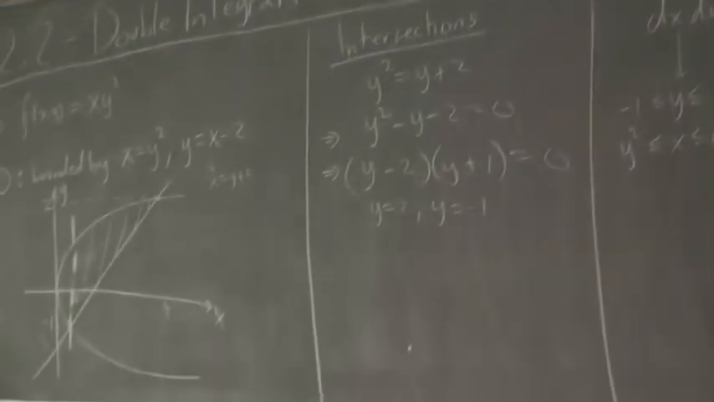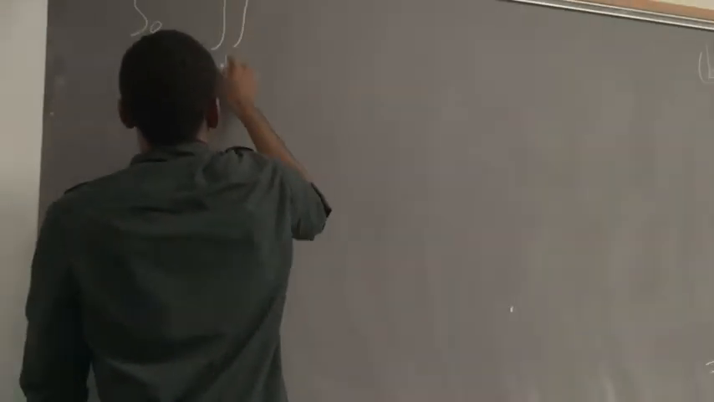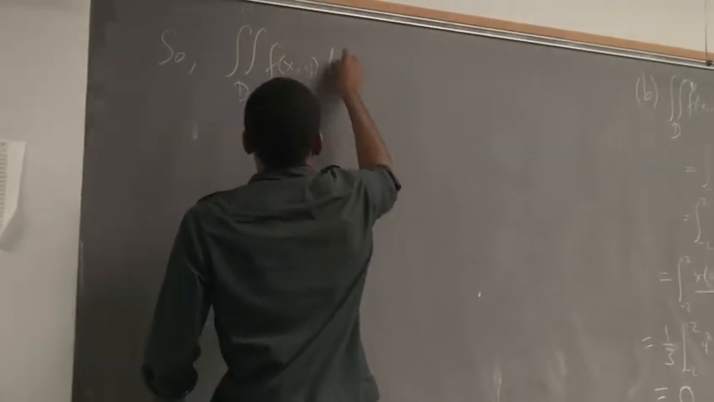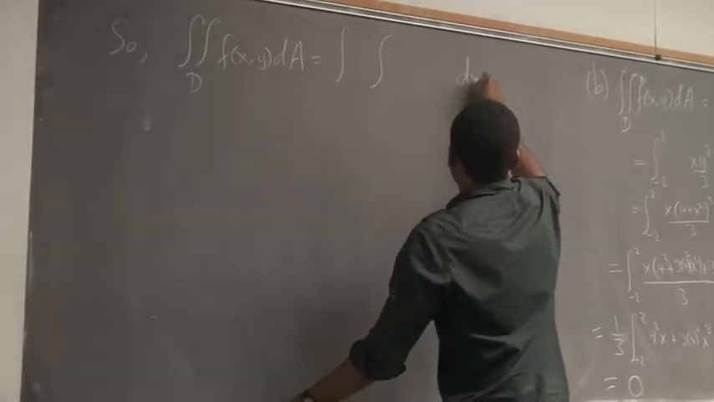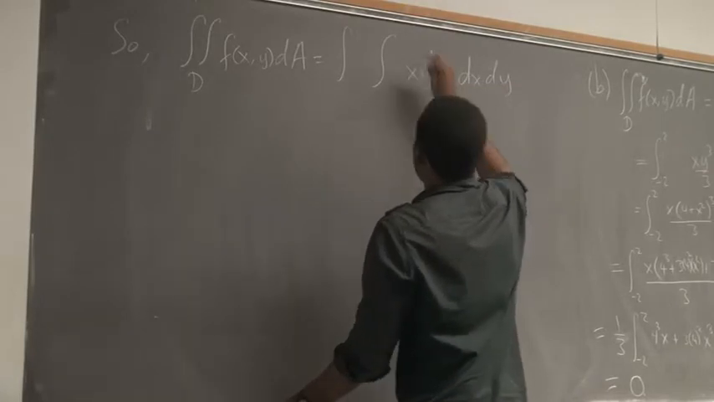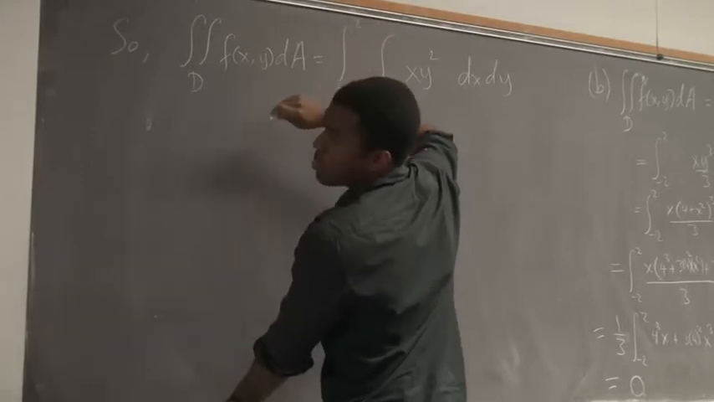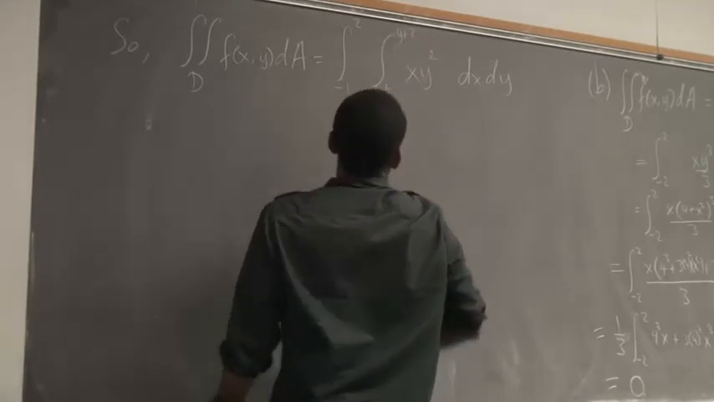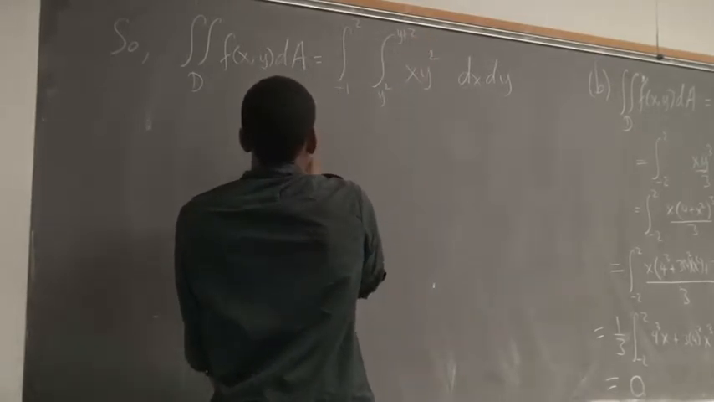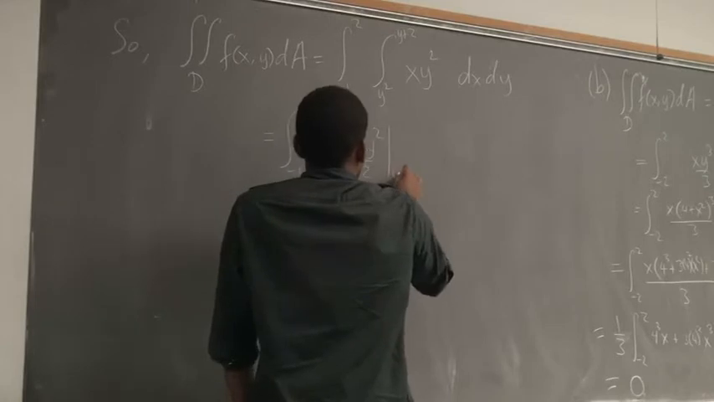So I would set this up as a dx dy integral. The function is x squared. So now I'm letting my y go between constants, which is minus 1 to 2, and x go between functions, which is y squared up to y plus 2. So this is just x cubed over 3, y squared over 2.